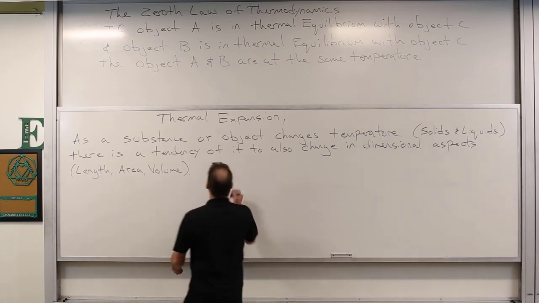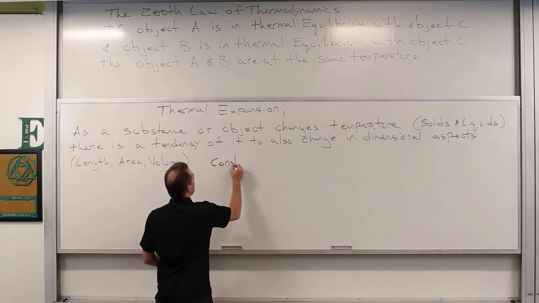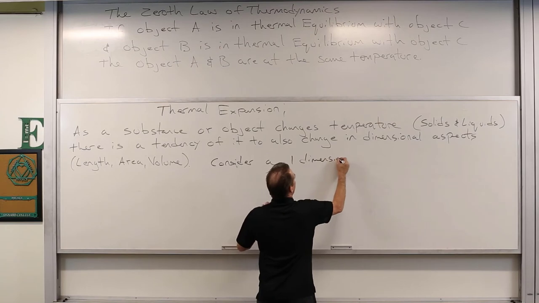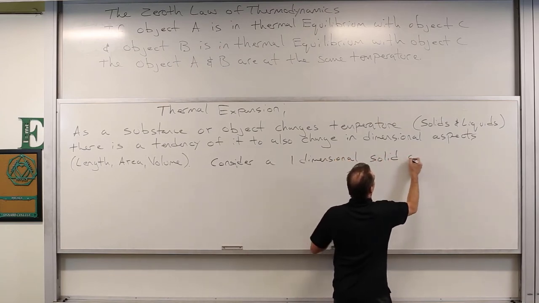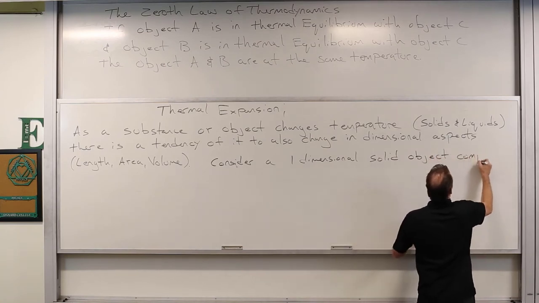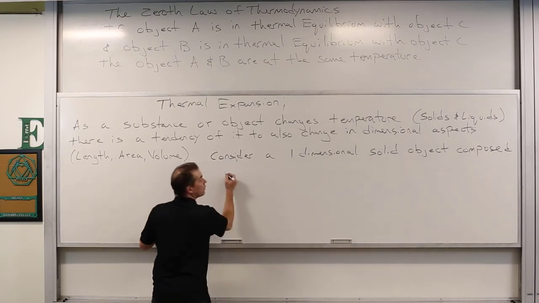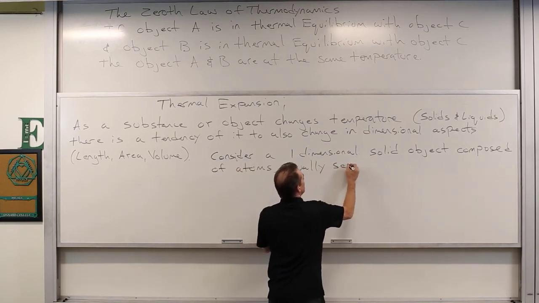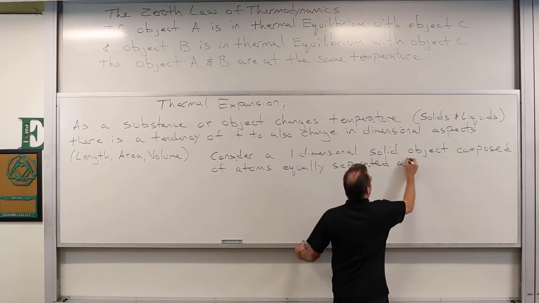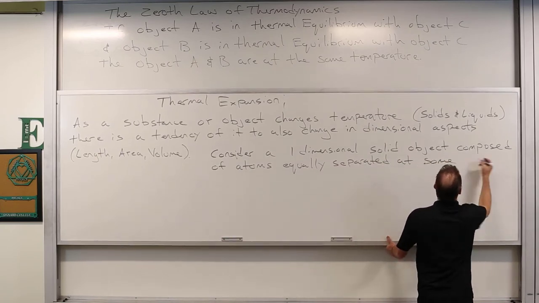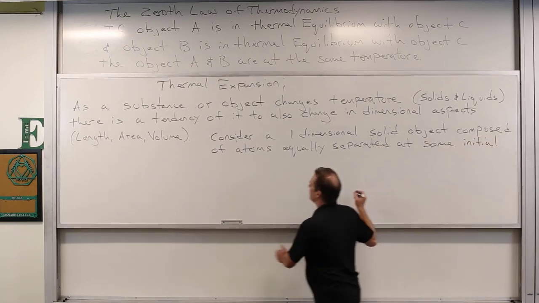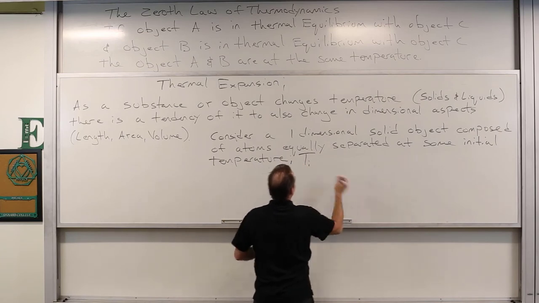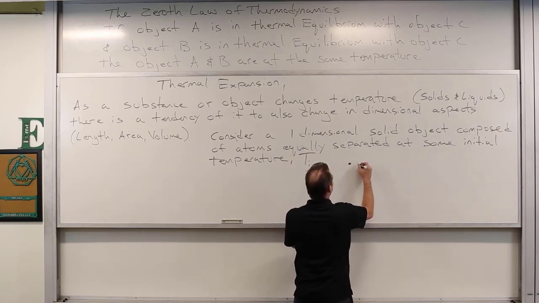So what I generally do is consider a one-dimensional solid object composed of atoms, equally separated, at some initial temperature, T initial. So we have this object, and all that we need to look at is the atoms themselves.